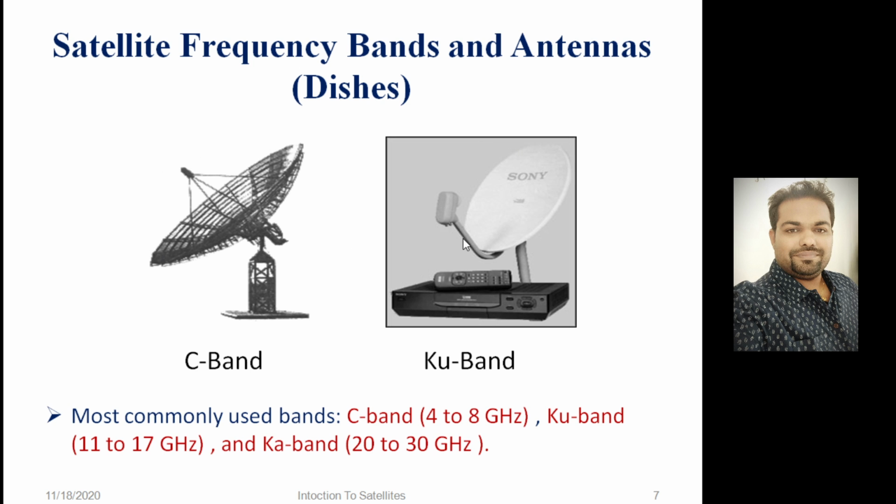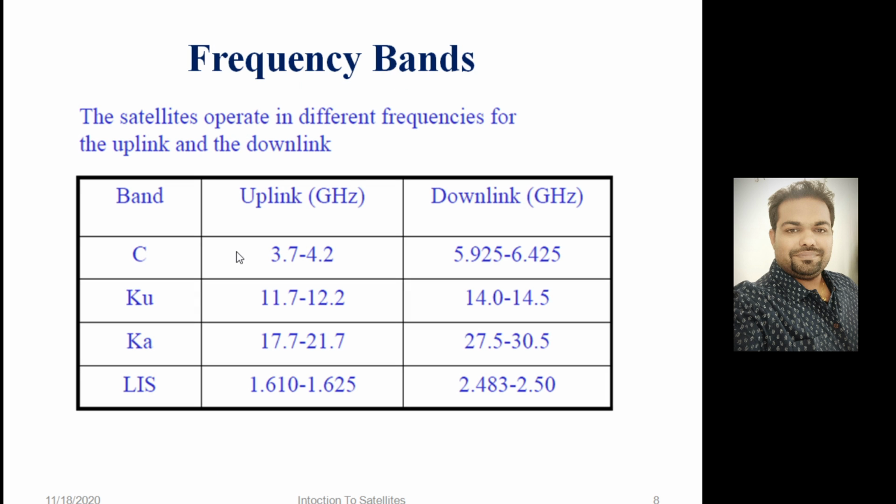Now for DTH communication, particularly for DTH services and all, they are using the Ku band, and those operate in the range of 11 to 17 gigahertz. And particularly for radio navigation purposes, we use the Ka band. The satellite operates in different frequencies for the uplink and downlink. So we can summarize them like band, uplink gigahertz and downlink gigahertz.